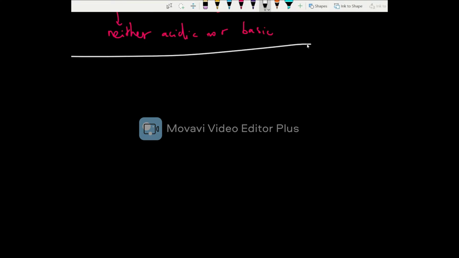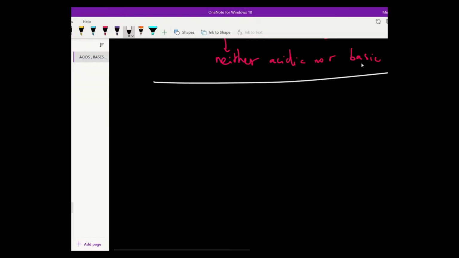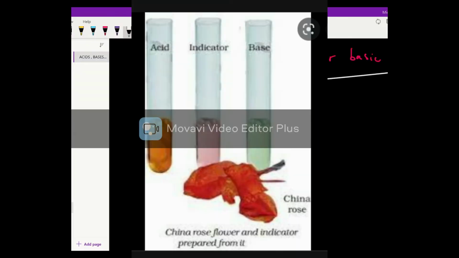Then I discussed indicators. I started with turmeric being an indicator. And now I'm going to discuss another natural indicator, that's your China rose, right? So just see this, okay? China rose is a flower.